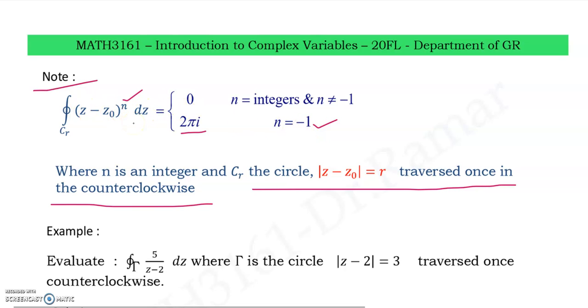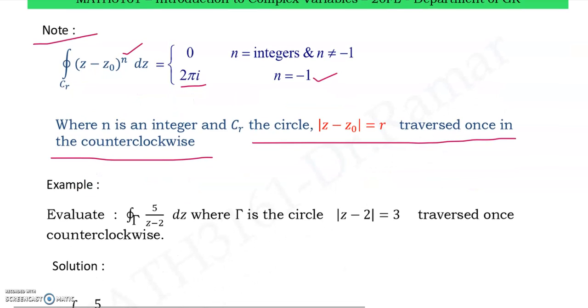Now we will see an example for this. Evaluate the integral, where our contour gamma is nothing but a closed smooth curve, that's why I put circle here, of 5 over z minus 2 dz, where gamma is the circle mod z minus 2 equal to 3, which means the center is (2, 0) and the radius is 3, traversed once counterclockwise, so that we can apply this.